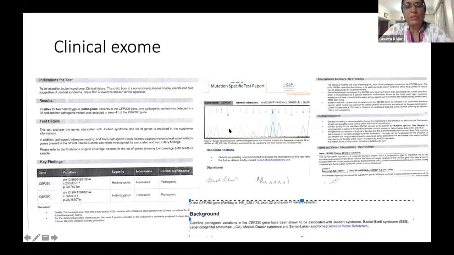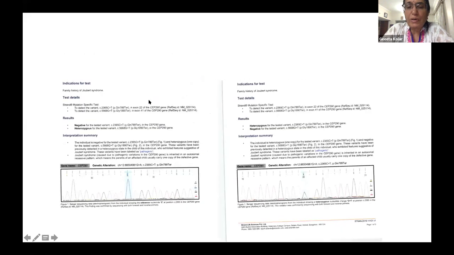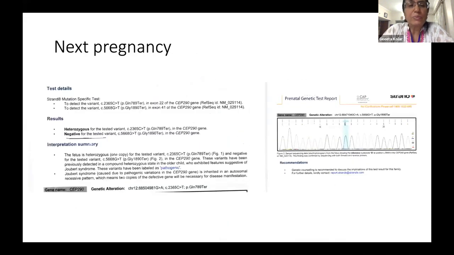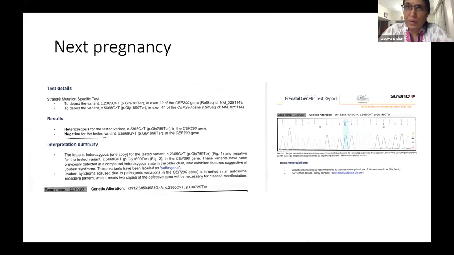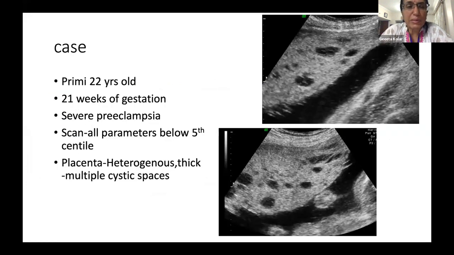So what happened to this woman? In the next pregnancy, she came to us. We did the clinical exam in the affected baby and offered her a prenatal diagnosis, CVS, at about 12 weeks, and this baby's report came as heterozygous for this. So she could safely continue the pregnancy. So once we have a diagnosis, the message is to try to complete the diagnosis, and then offer them prenatal genetic testing in their subsequent pregnancy.